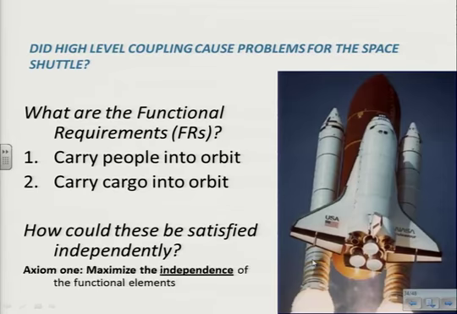So one approach, if we want to maximize the independence of these two functional elements, would be to have two separate launch vehicles. Docking problems were solved during the Apollo missions. So we learned that we could dock in space. So there's no good reason why we couldn't have sent the cargo up in one launch vehicle and the people up in another one, and avoided the coupling of having to put people and cargo in one aircraft.